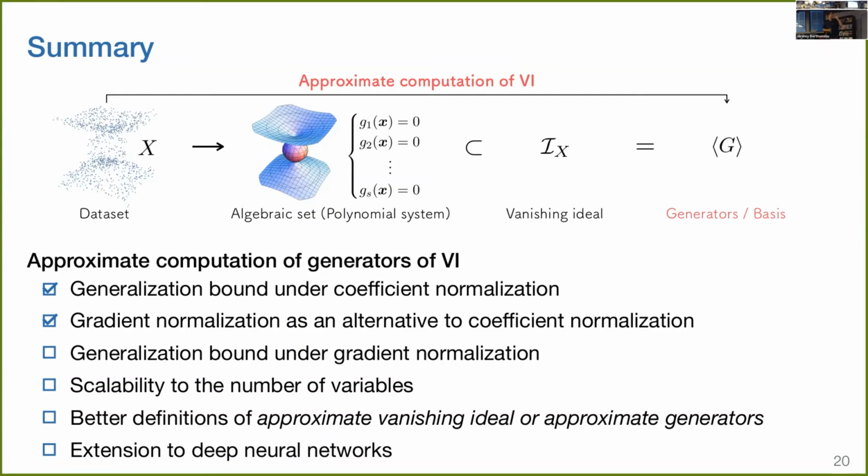But there are still many problems. For example, we don't have any generalization bound under gradient normalization, and the computational cost should be reduced more, especially in terms of the number of variables. And also, if you want to work on machine learning, deep neural networks are very popular, so it would be very nice if you could extend this kind of notion to deep neural networks. Okay, thank you very much.